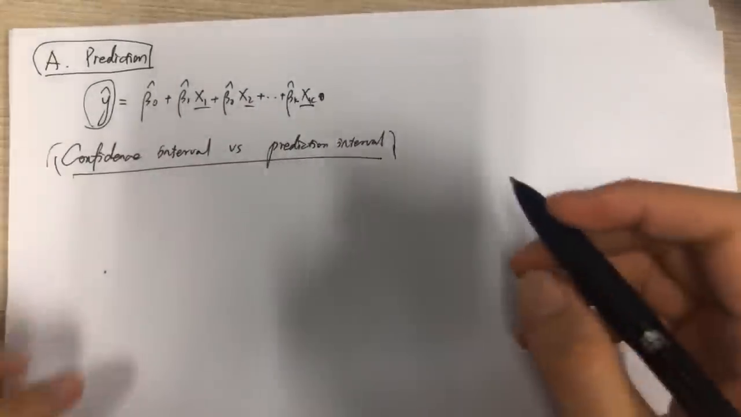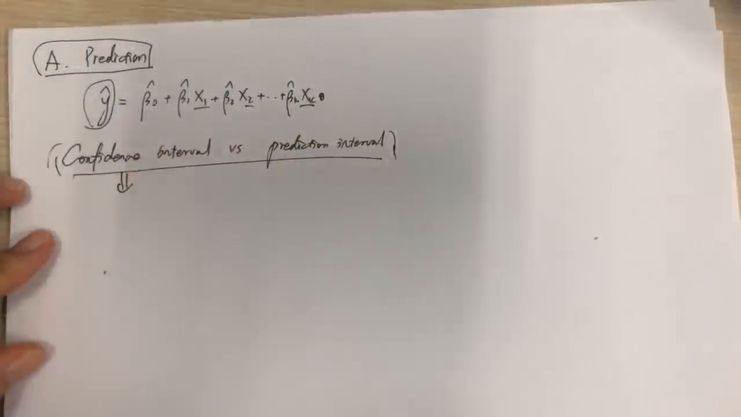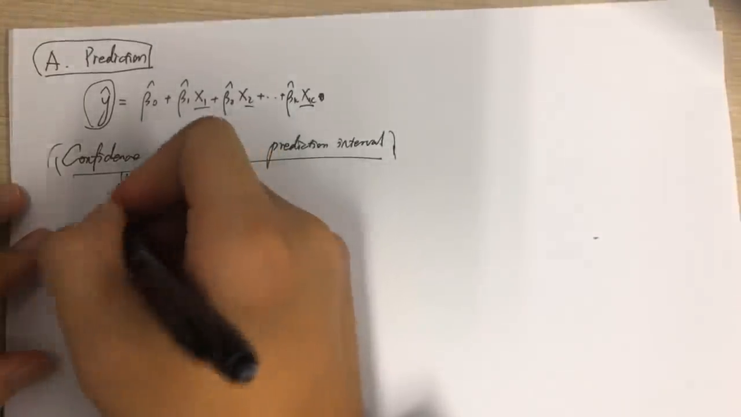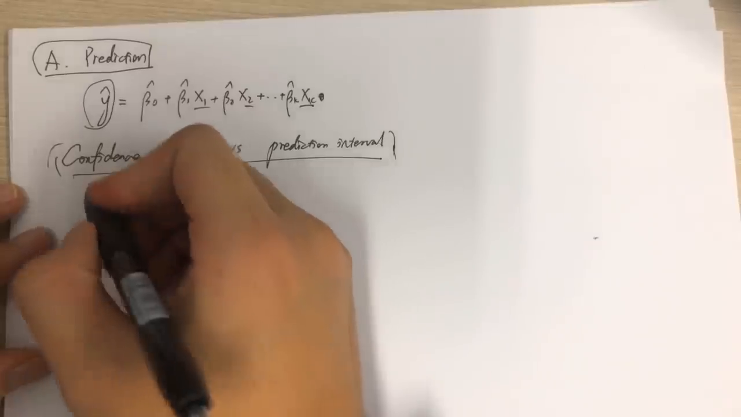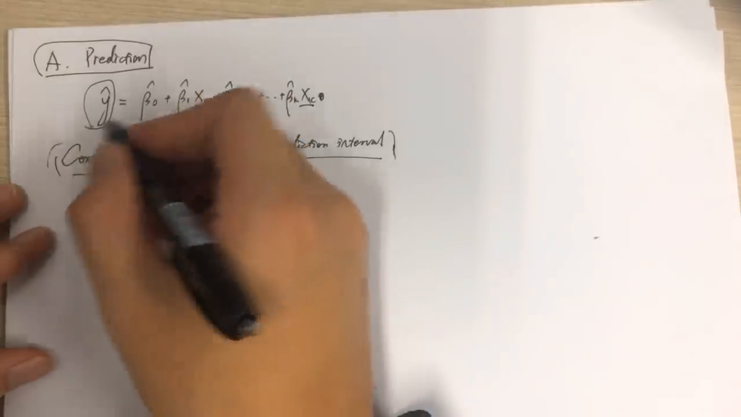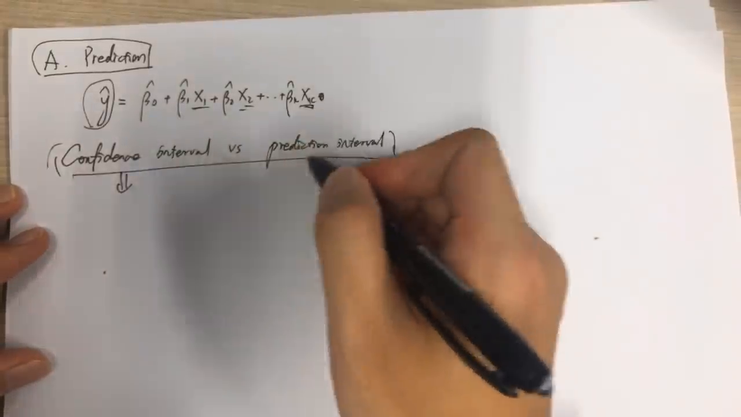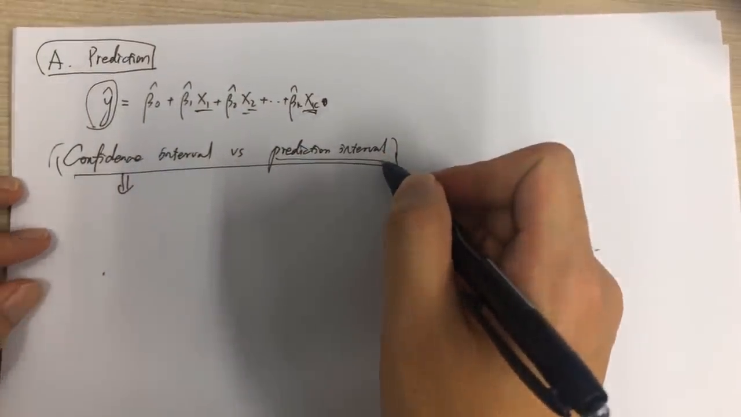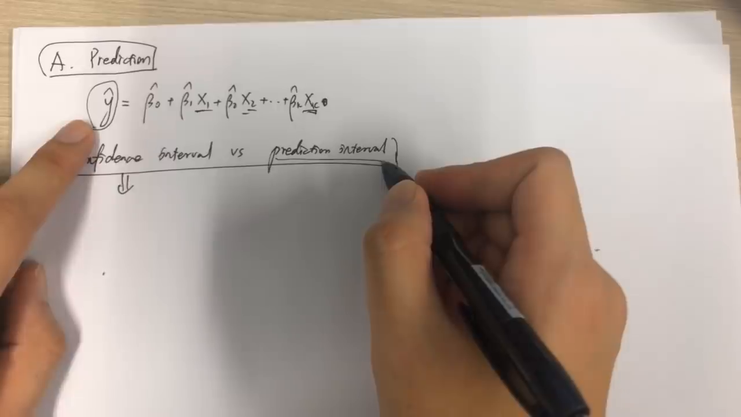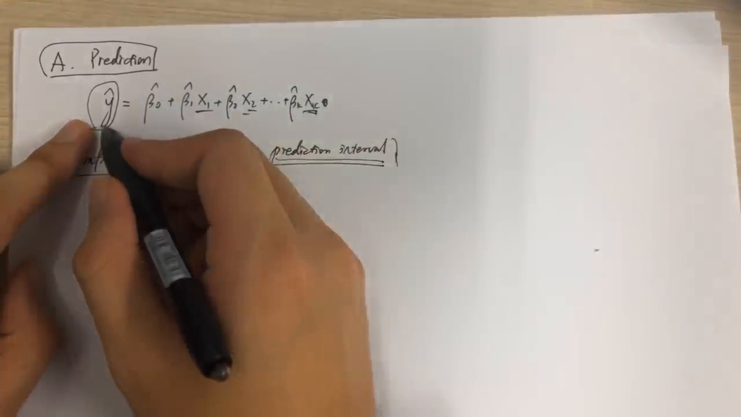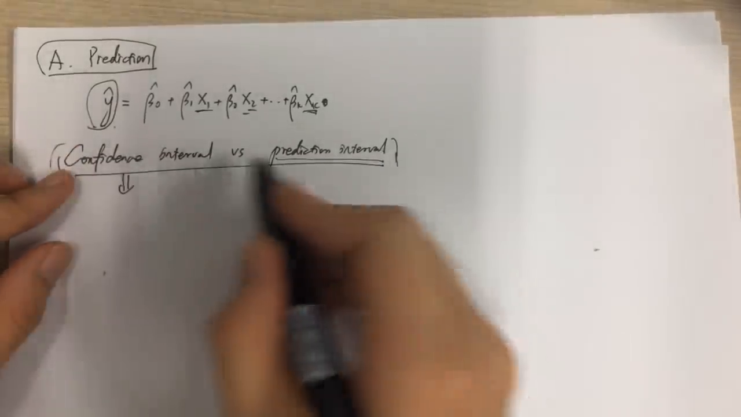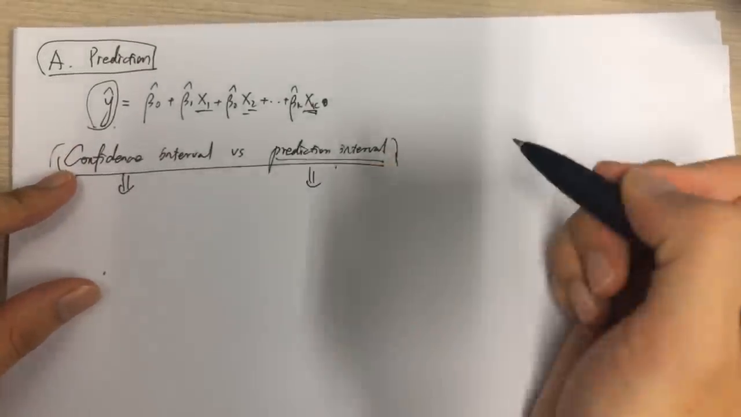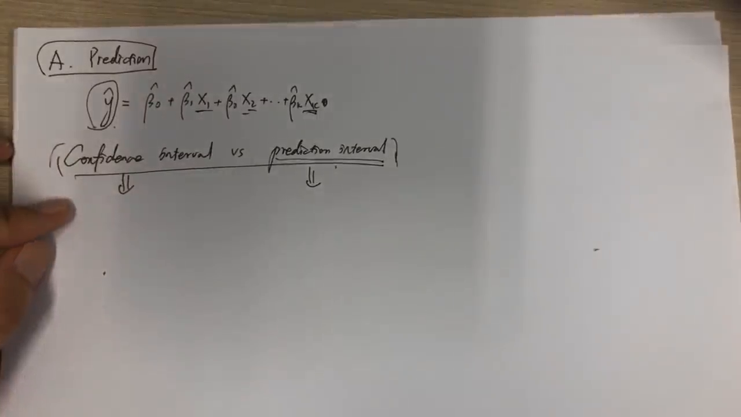Okay, so the confidence interval actually predicts the average. It's the average y given the same features of x. But the prediction interval actually predicts the particular value of one particular observation. So you need to know the difference between the confidence interval and prediction interval.